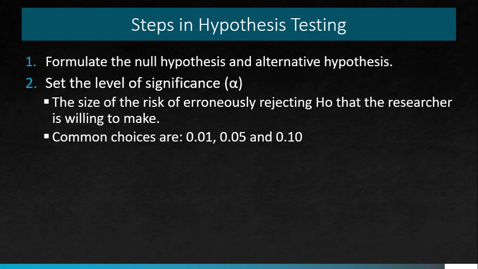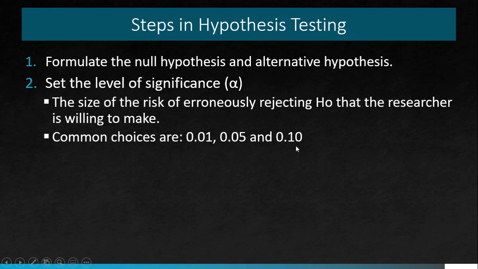Second, you will now set the level of significance, or your alpha level. When we speak of level of significance, the definition is this: it's the size of risk of erroneously rejecting your null hypothesis, H0, that the researcher is willing to make. The common choices for level of significance are as follows: 0.01, 0.05, and 0.10, or 1%, 5%, and 10%.